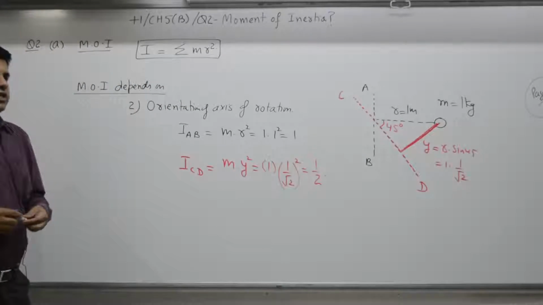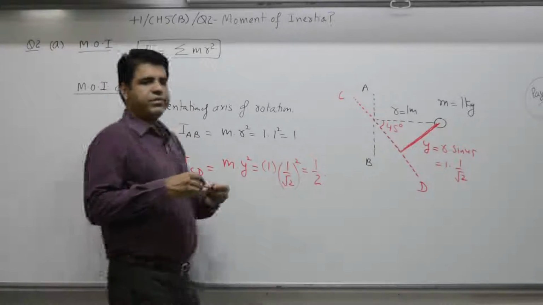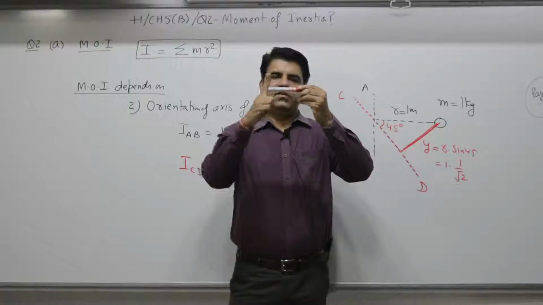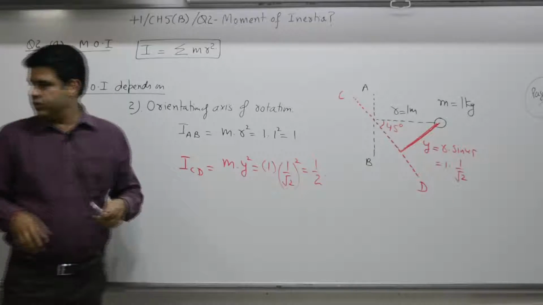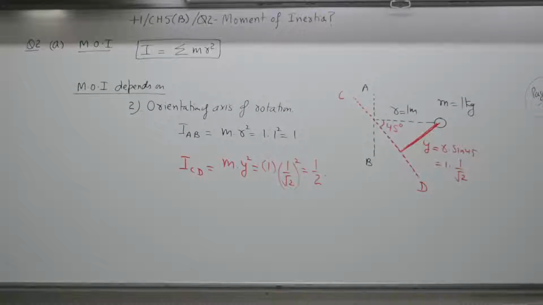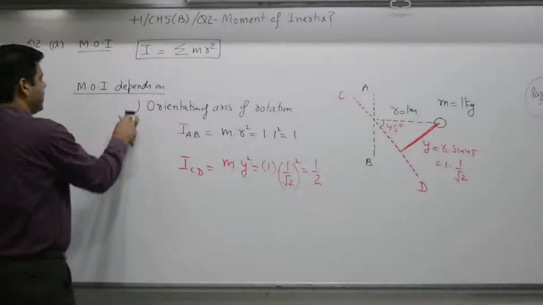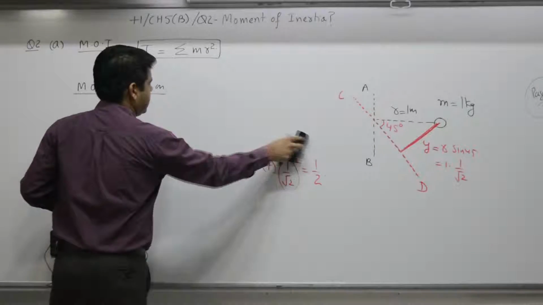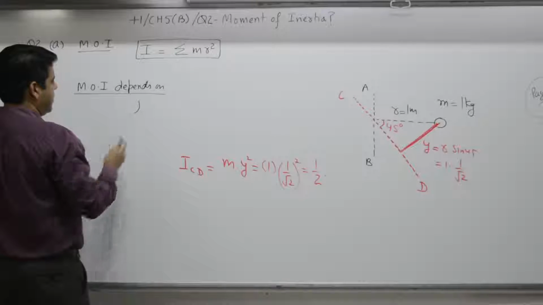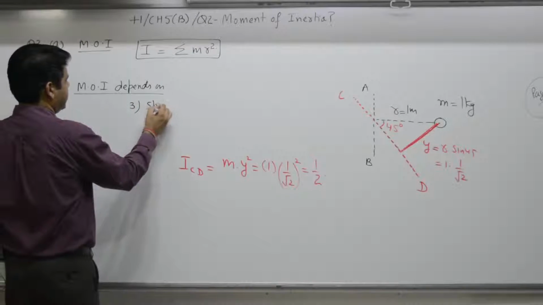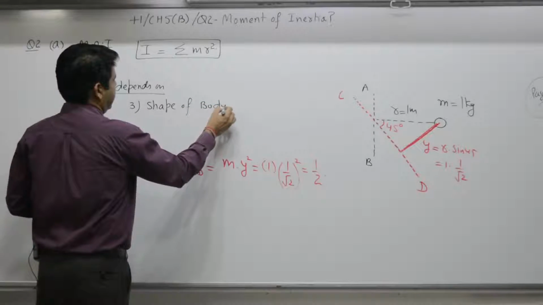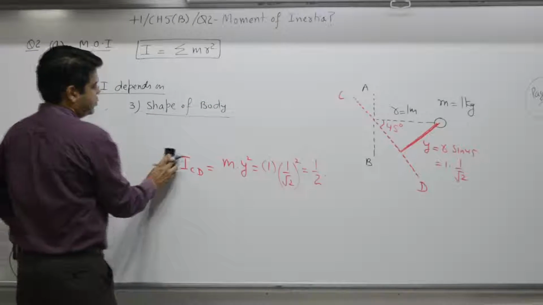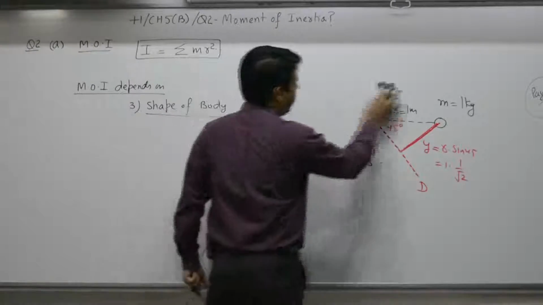Why has the answer changed? Earlier was the moment of inertia about this axis. If you change the orientation, then the moment of inertia will also change. 3. It depends on the shape of the body. Different shape, the formula for moment of inertia will also be different.